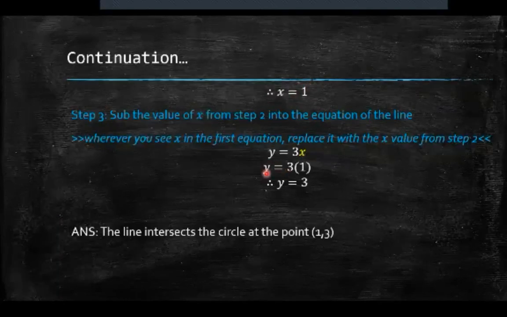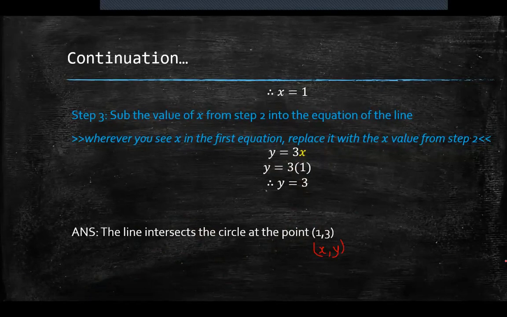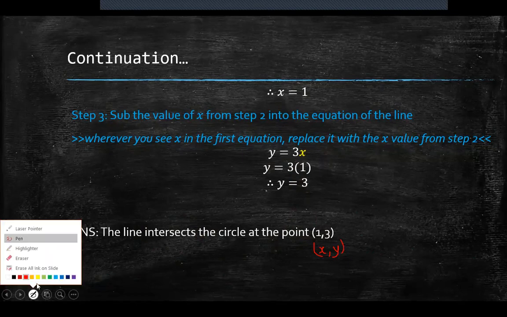So this becomes y is equal to 3. Instead of putting x, I put 1. And we know that 3 times 1 is 3. And therefore, the line intersects the circle at the point 1, 3, where 1 is my x value, 3 is my y value. This is what that would look like.